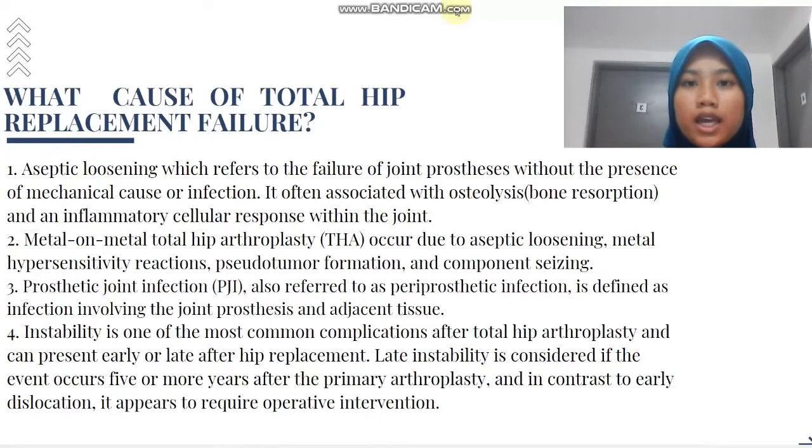The fourth and last one is instability. It is one of the most common complications after total hip arthroplasty and can present early or late after hip replacement. Late instability is considered if the event occurs 5 or more years after the primary arthroplasty, and it contrasts with early dislocation. It appears to require operative interventions.